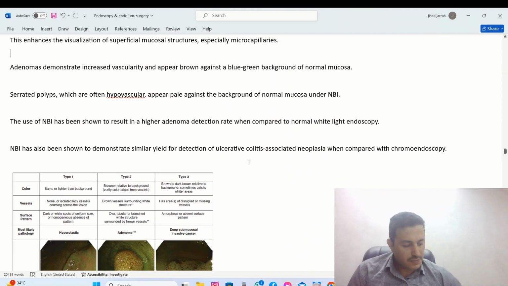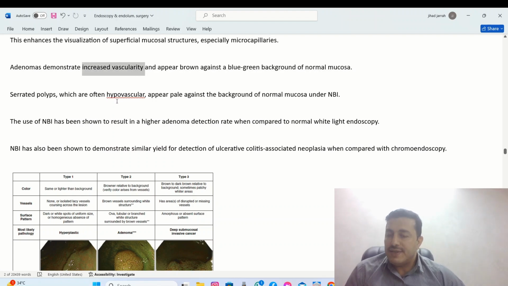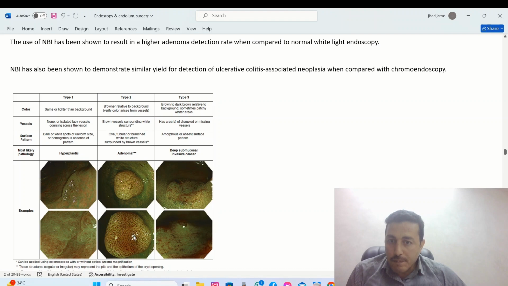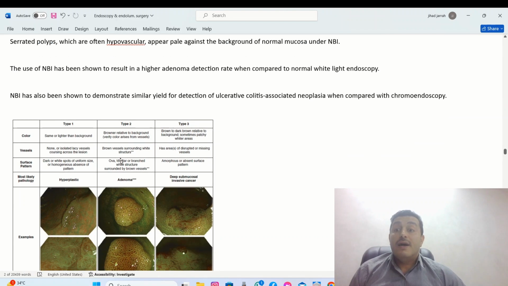For example, the adenoma has an increased vascularity, and so it will look like a brown lesion on a blue-green background. To show you, this is adenoma. If you look here, it's brown when we compare it to the blue and green background. So this is adenoma, classified according to its color and vascularity. Do you see this slit? These are the pit pattern actually. Okay, what else do we have?